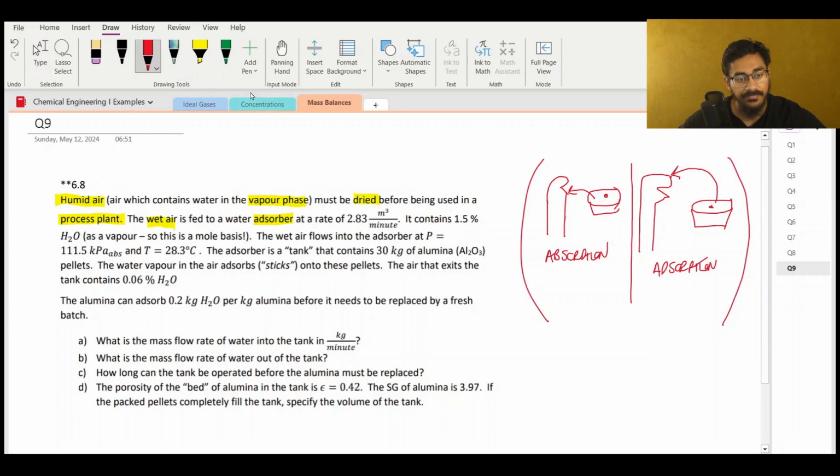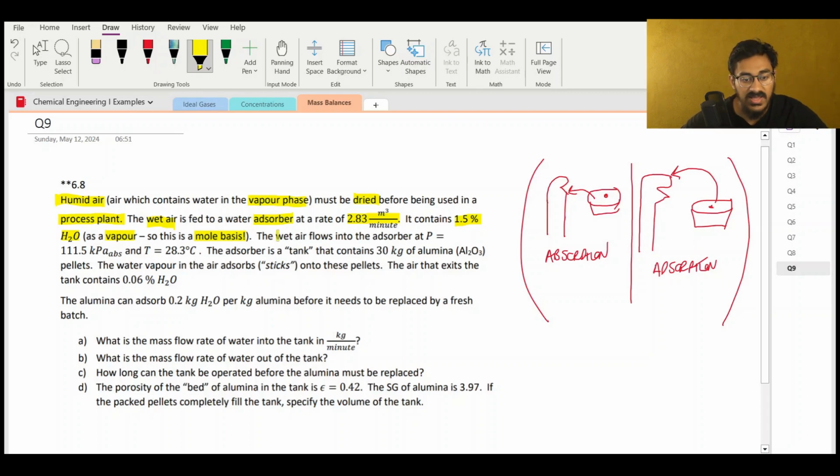Let's continue. So the wet air is fed into an adsorber at 2.3 cubes a minute. It contains 1.5% water. Remember, the water is as a vapor. So this is on a mole basis. Remember, anytime someone gives you the composition of a gas, and if you've watched any of the ideal gas questions, you'll remember me saying this. If someone gives you the composition of a gas, you always assume it's on a mole basis.